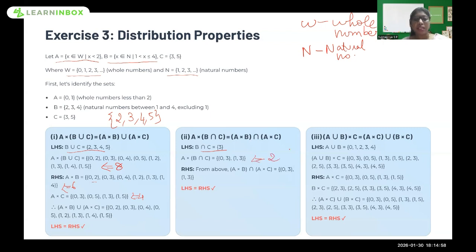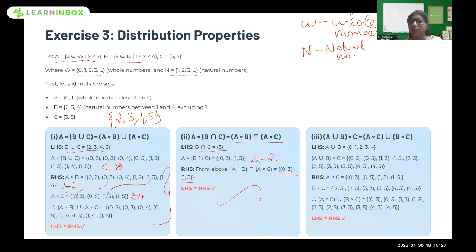So for RHS, A cross B and A cross C, we already know from over here itself. We have to just do intersection. That is, what are the elements common? So 0, 3 and 1, 3 are common over here. Thus, we are writing those things down. So here also our LHS is equal to RHS. It has been proved.